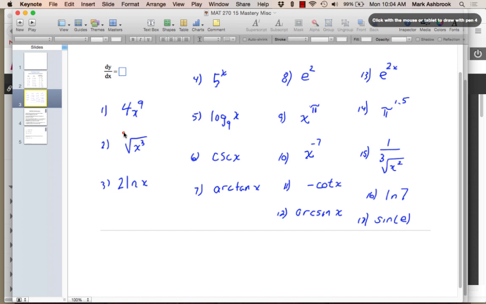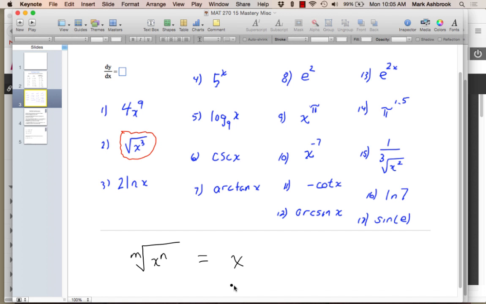Gotta know your rules of exponents. Okay? The mth root of x to the n is the same as what exponent? X to the... So the power is the numerator of the exponent. The root is the denominator of the exponent. Okay? What's 1 over x to the, say, a? X to the? You gotta know these rules.